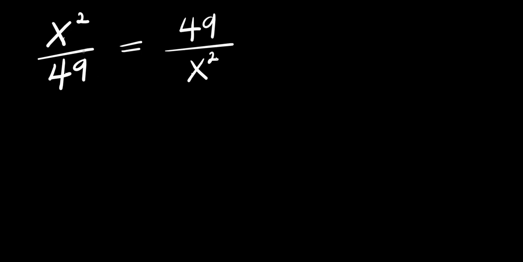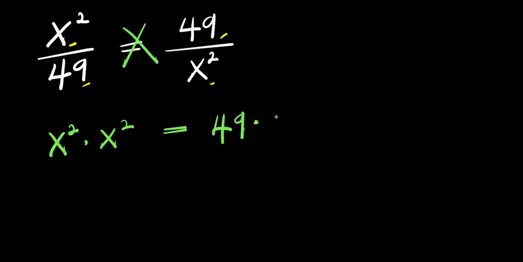Hello, how to solve this problem? This is x squared divided by 49 equals 49 divided by x squared. So we can cross multiply. So x squared multiply x squared, and this equals 49 multiply 49.